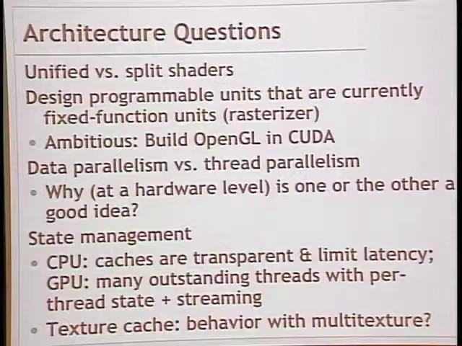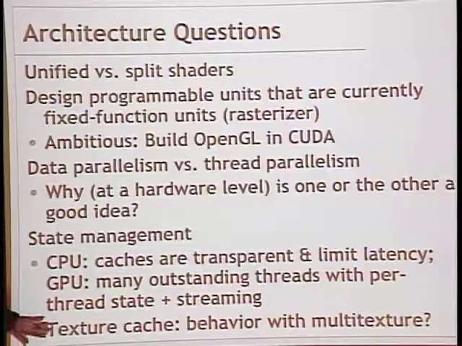Issues with CPU state, sort of thing. How is state managed? Well, the CPU does latency limited stuff. The GPU has lots of threads to do the latency hiding kinds of things. For general problems, what's interesting there?